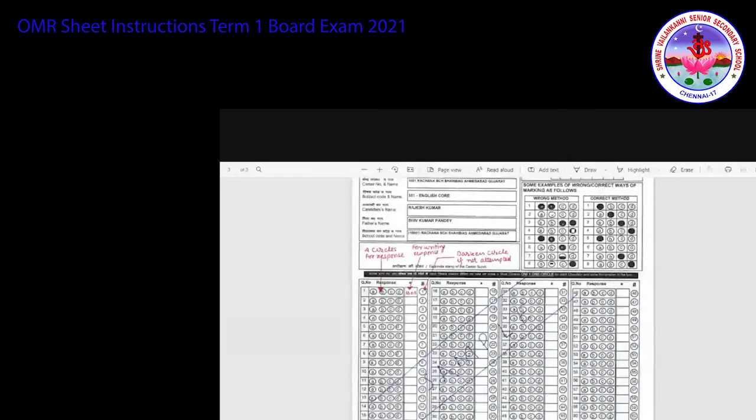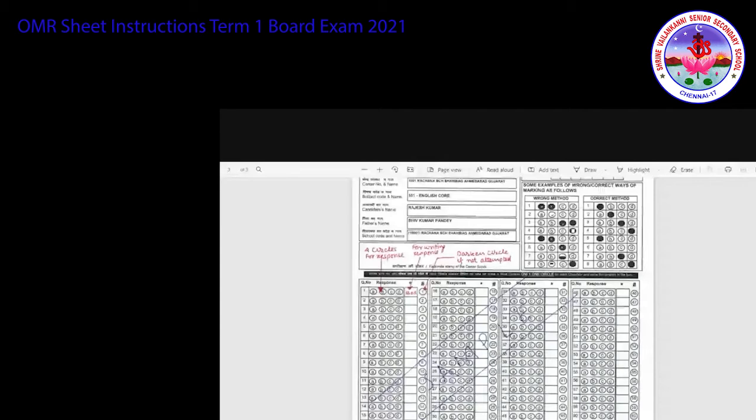Yeah. So the reply written in the box will be treated as final. I'm repeating, the reply written in the box will be treated as final. But students, please understand, you have to shade a circle and write in the box.